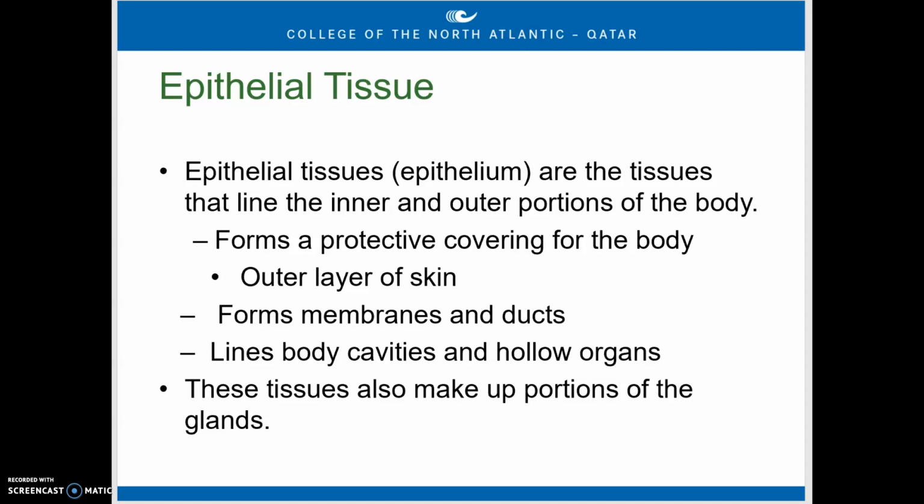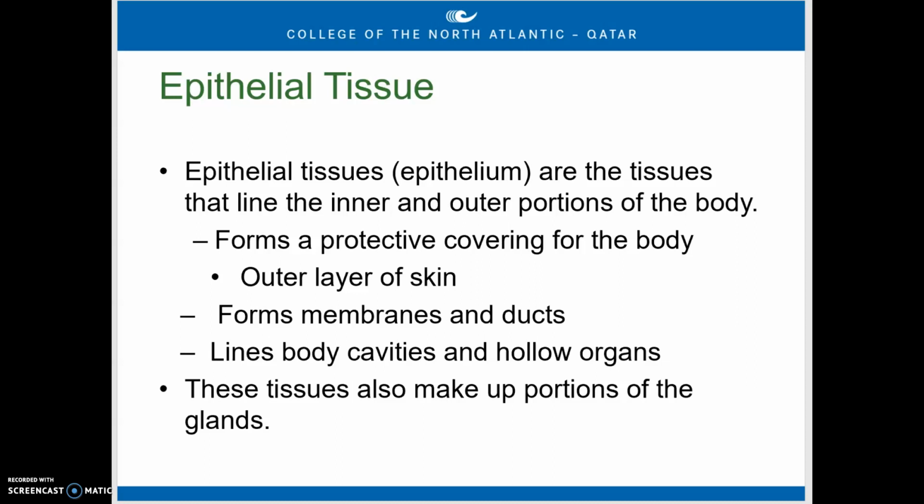So let's first talk about the epithelial tissue. So epithelial tissues, or sometimes it's called epithelium, those are the tissues that line the inner and outer portions of the body. So our skin, for example, is epithelial tissue. It's epithelial cells. So it gives us our very important protective outer coating. So our skin protects us from the environment, which is super important.